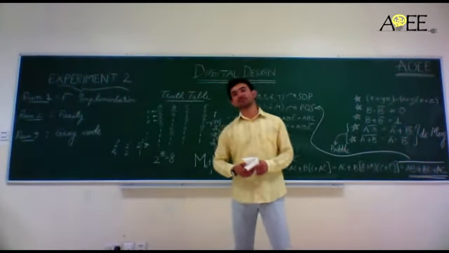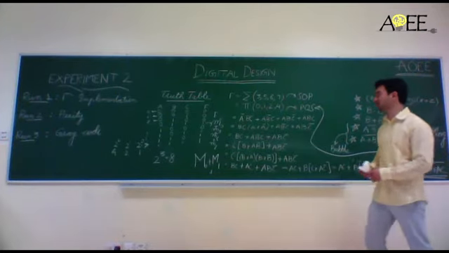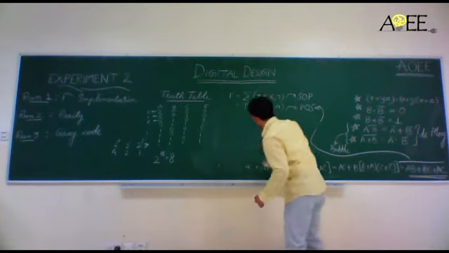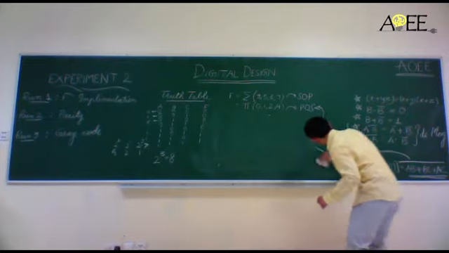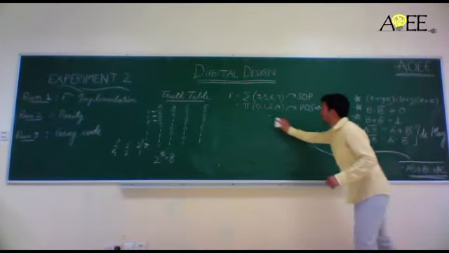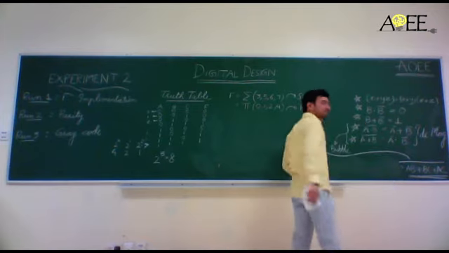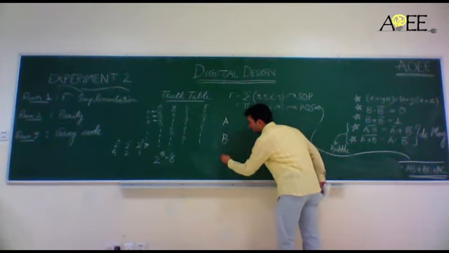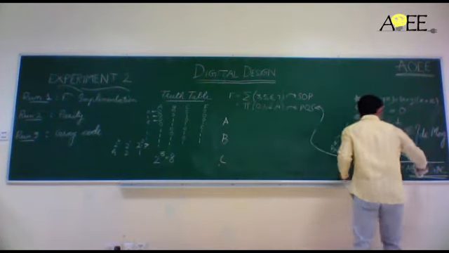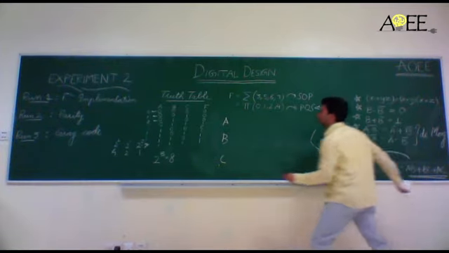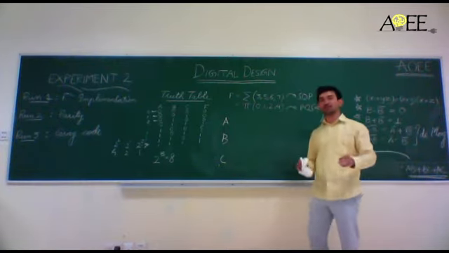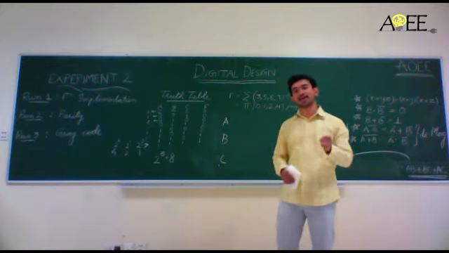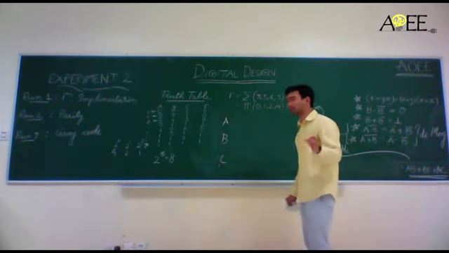Alright, now we'll start with the implementation of the function that we just received. So the function is AB plus BC plus AC. If the inputs are A, B and C, the output should finally be AB plus BC plus AC. So we will initially implement it using AND and OR gates, and later we'll use NOR gates and NAND gates to implement the whole circuit. That will come under bubble pushing.